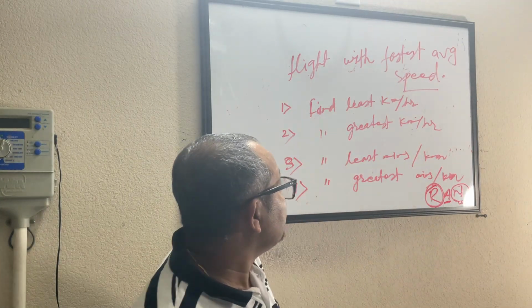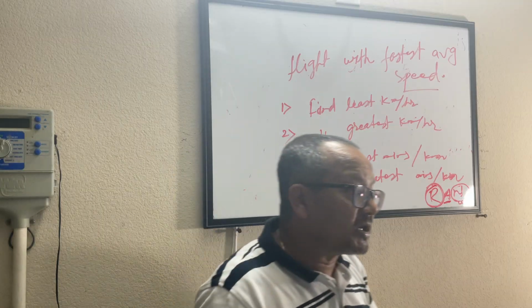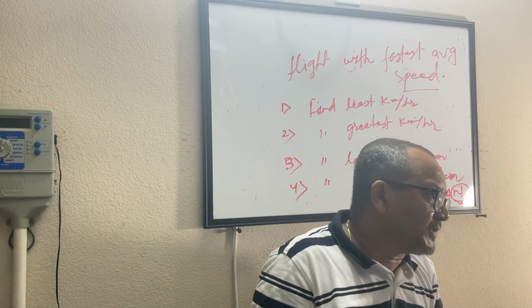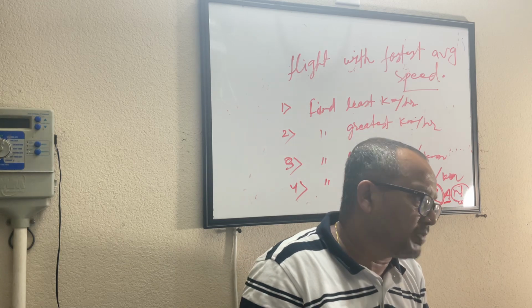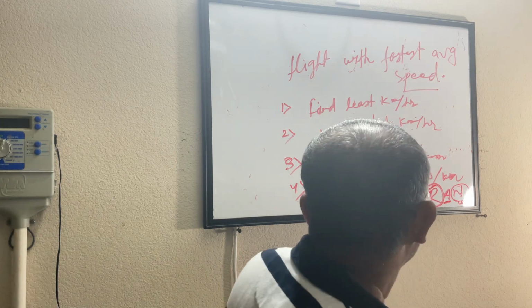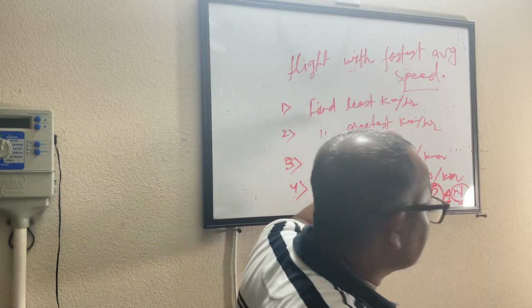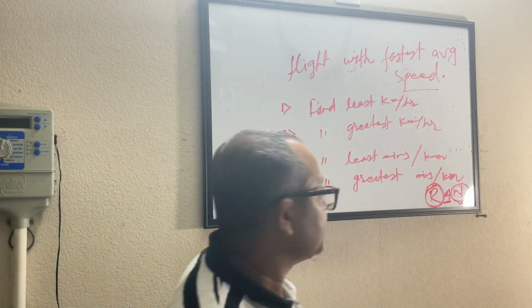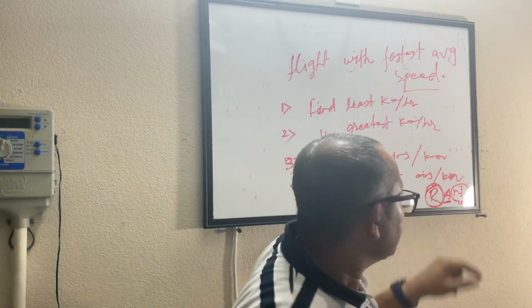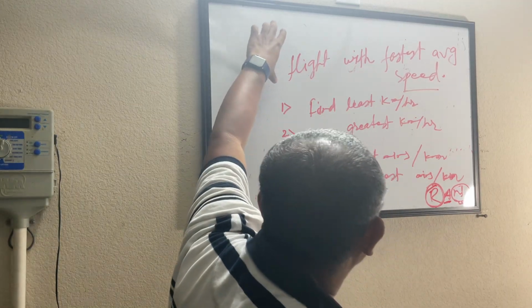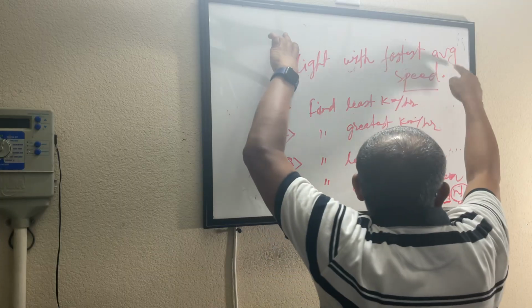The first one is find the least kilometer per hour. Which flight is taking the least kilometers per hour? Find out the greatest kilometer per hour. Meaning you have to find out the fastest average speed of every flight.